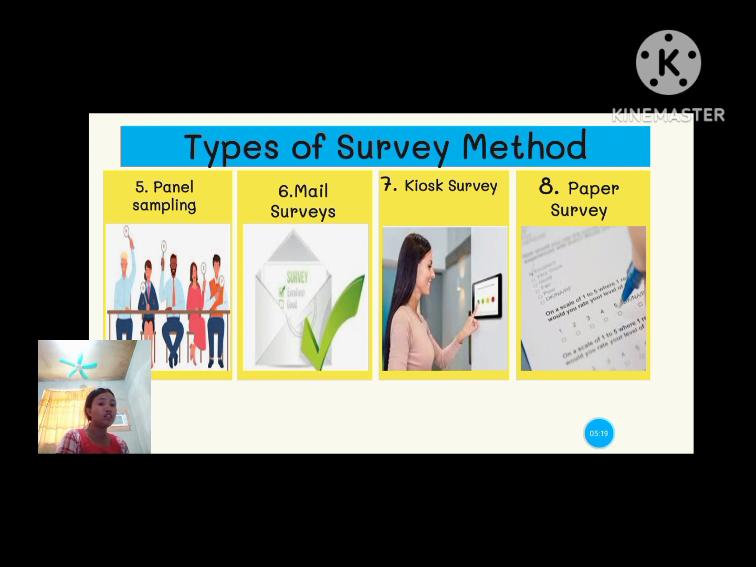The next type of survey method is the kiosk survey. It is a type of offline survey that is conducted using an electronic kiosk. So what is an electronic kiosk? It is a standalone device that is usually placed in public areas such as malls, airports, or hospitals. Kiosks are usually equipped with a touchscreen and computer that can be programmed to run surveys.